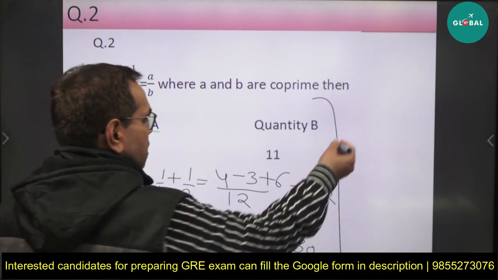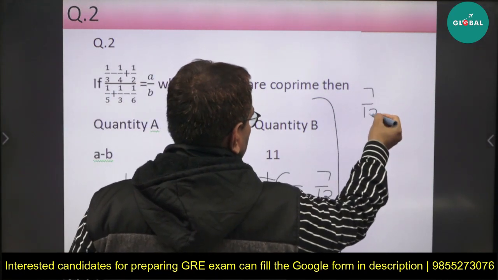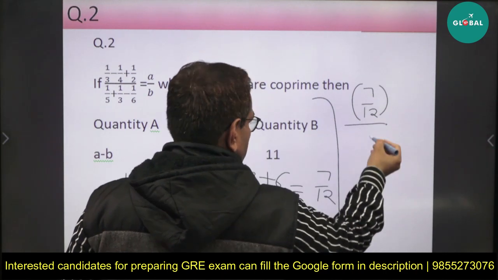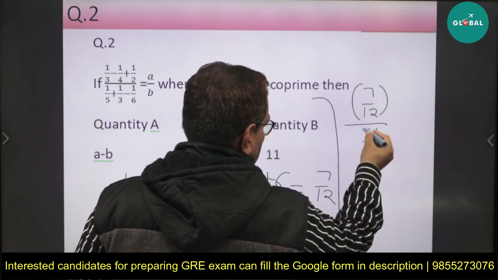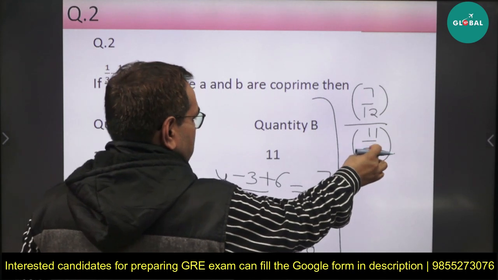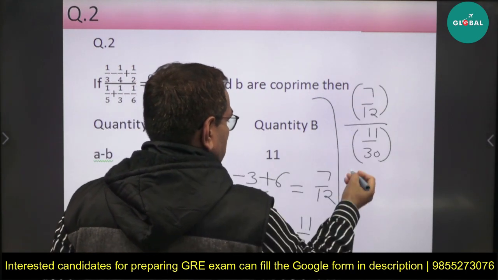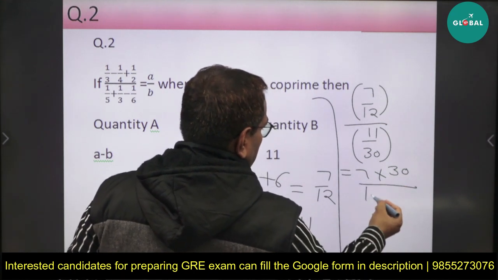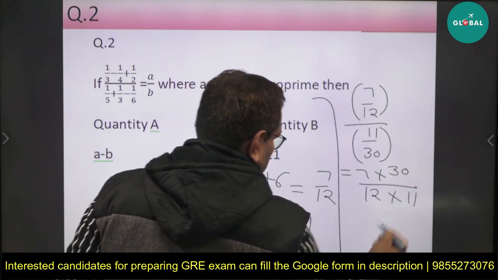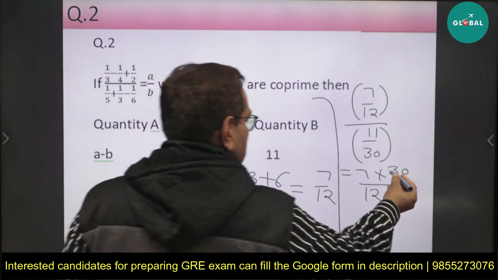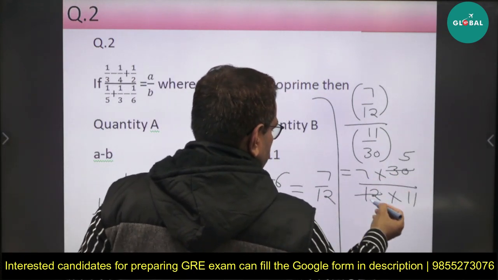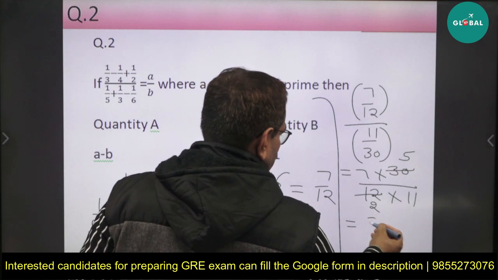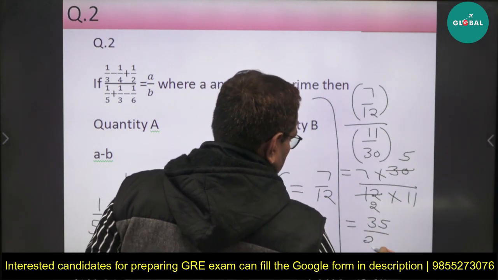Now we have to compute their ratio, okay. So we have to compute 7 upon 12 divided by 11 upon 30, okay. So this 30 will be written in the product with 7. So this is equal to 7 into 30 upon 12 into 11. Now there is a common factor 6. So 6 times 5 is 30, 6 times 2 is 12. So we have 35 upon 22.